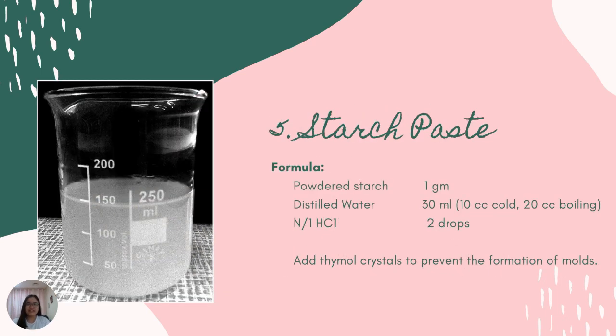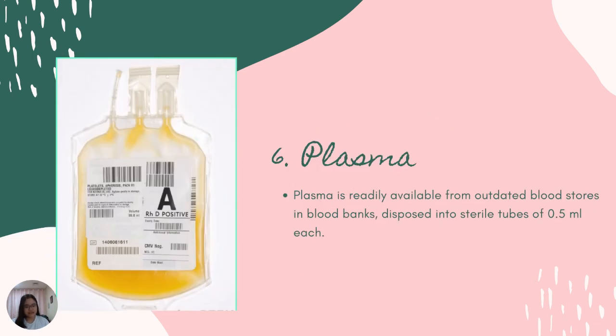The fifth one is starch paste, and the formula is written here. It also has a note that says add thymol crystals to prevent the formation of molds. And the last one is plasma. Plasma is readily available from outdated blood stores and blood banks, disposed into a sterile tube of 0.5 ml each.